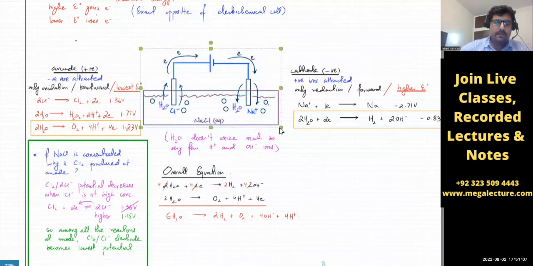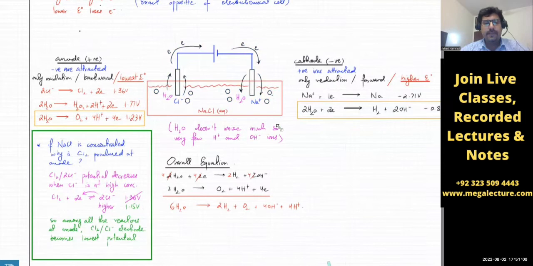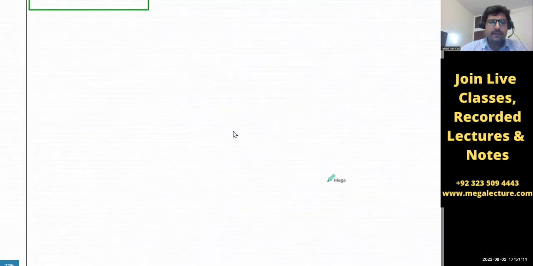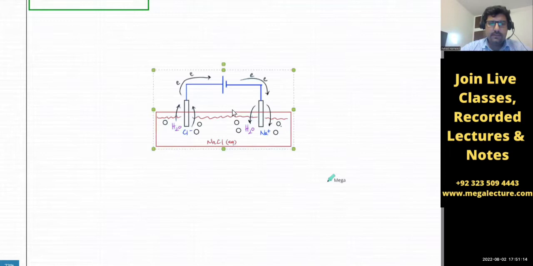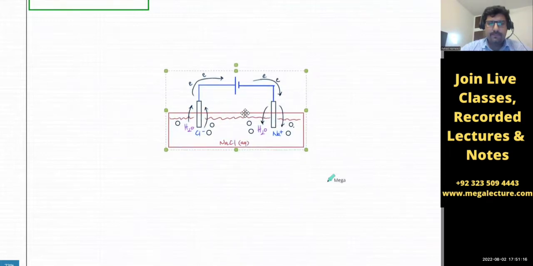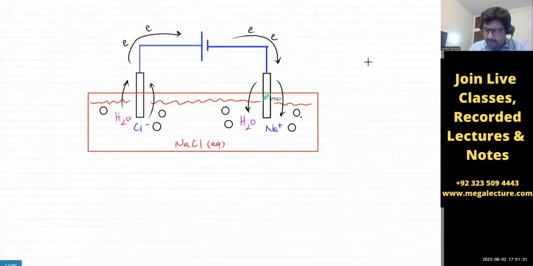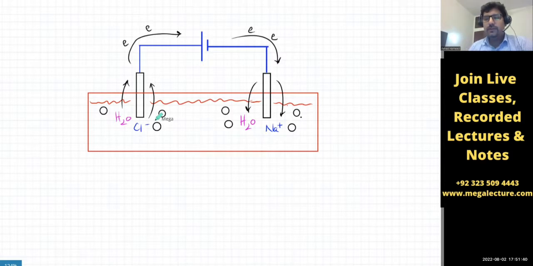So let me just copy this. Okay, I'm going to do the electrolysis of copper sulfate. So this is your diagram for electrolysis. In this diagram we're going to have copper sulfate aqueous now. It's not going to be NaCl, it's going to be CuSO4 aqueous.